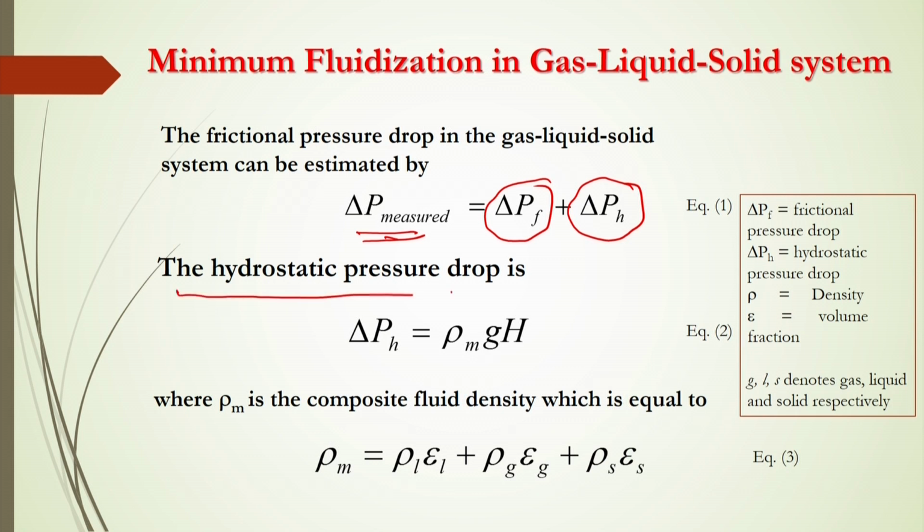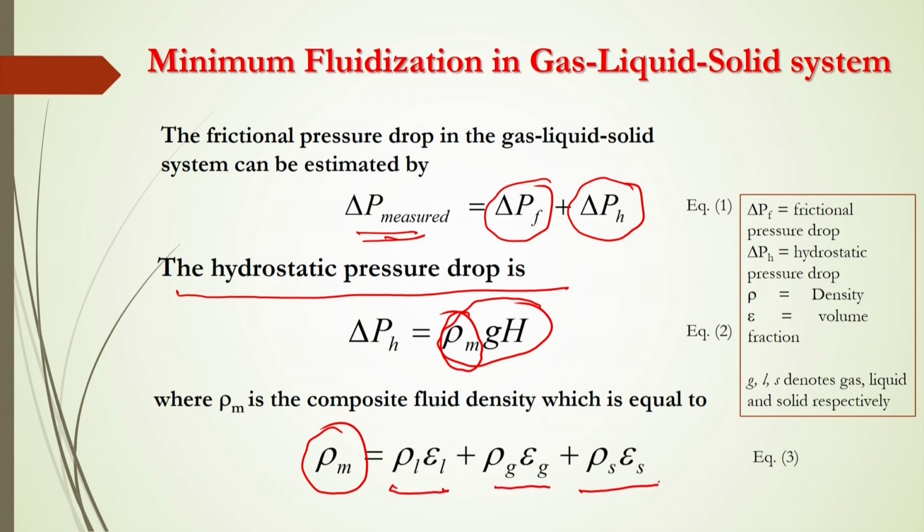So, this hydrostatic pressure drop can be calculated as rho g H. Here rho will be the mixture density. How to calculate this mixture density? Mixture density will be equal to rho L epsilon L plus rho G epsilon G plus rho S epsilon S.